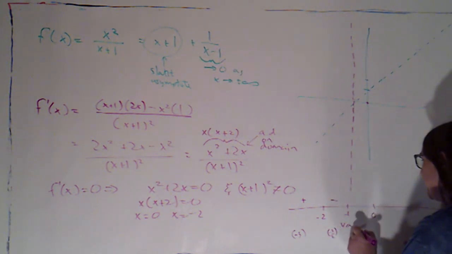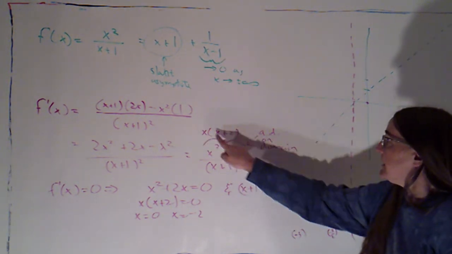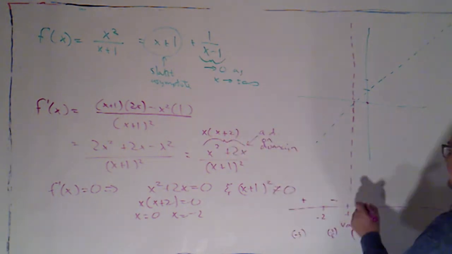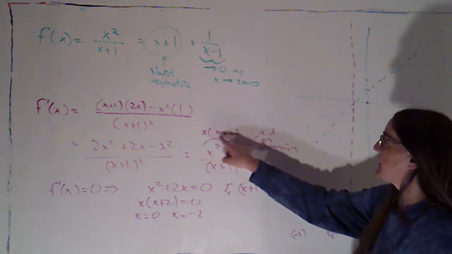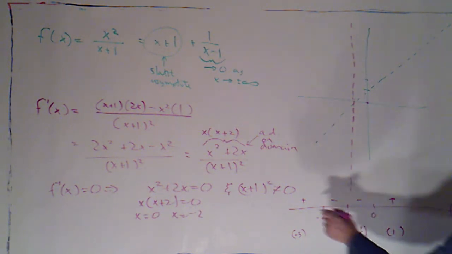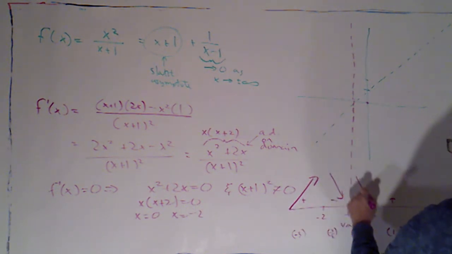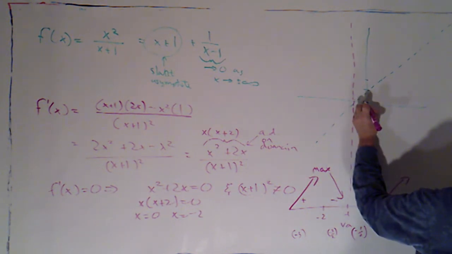Between negative 1 and 0, I'll try negative 1/2. That's negative, that's positive, so we're going to have something that's negative. And to the right of 0, let's just plug in 1. Positive times positive is positive, and of course the denominator we said was positive. So we're going to go up and then down and then down and then up. So at negative 2, it looks like we're going to have a max, and at 0, we're going to have a min.